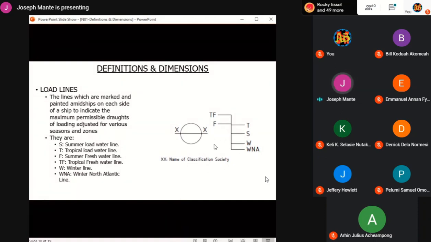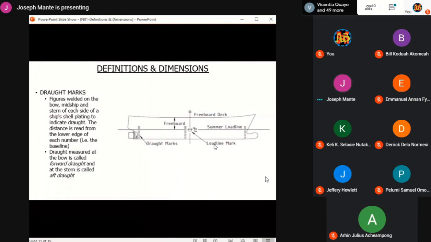These are the signs that you, as a naval architect, have to know, so that when you are designing, you incorporate them into your design. There are a lot of calculations on this, but yours is to just know how these things are done and how they are inscribed on the hull of the ship. When you have the chance to do your internship, you will see all of these things.